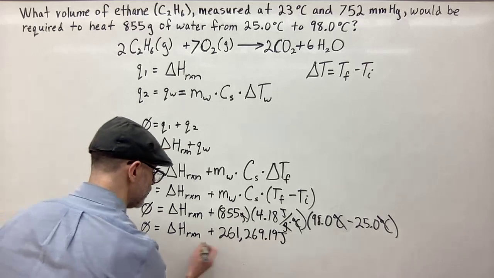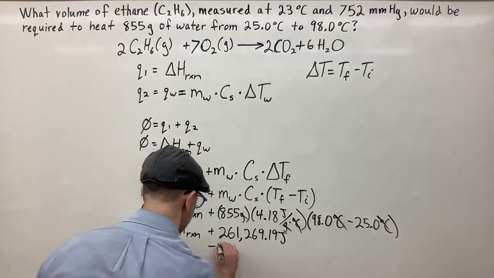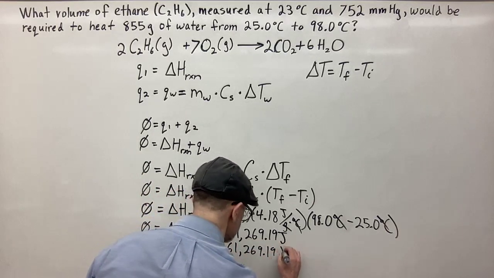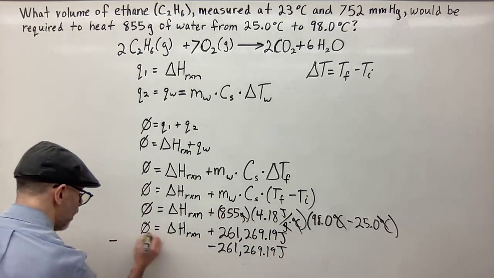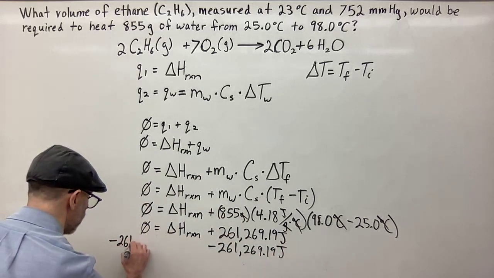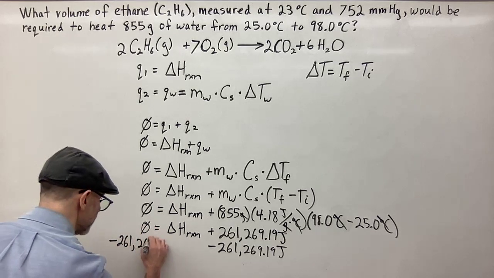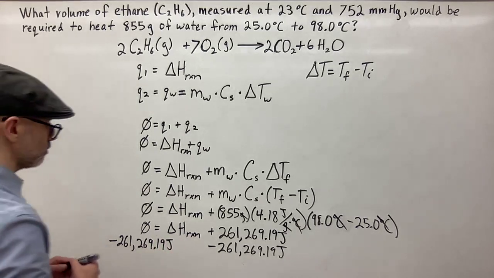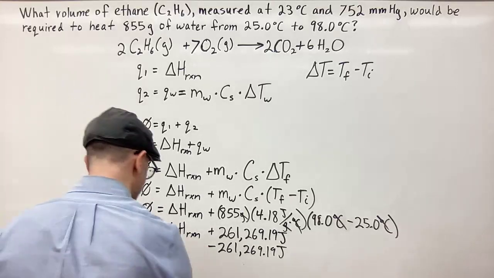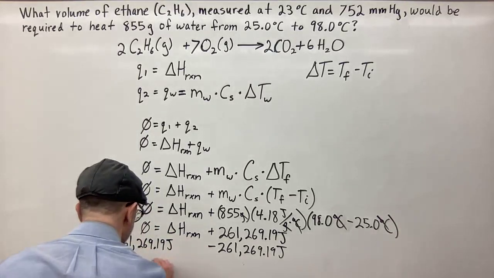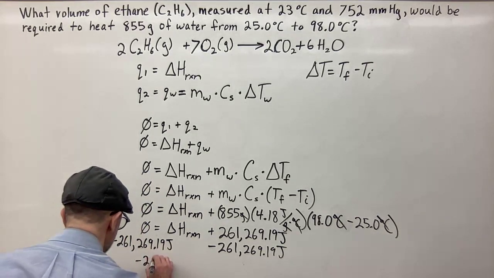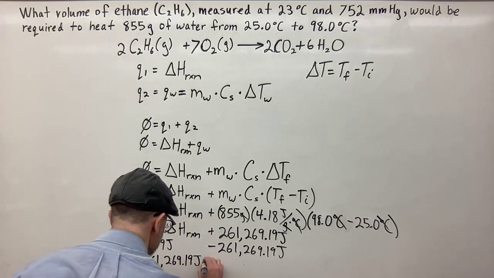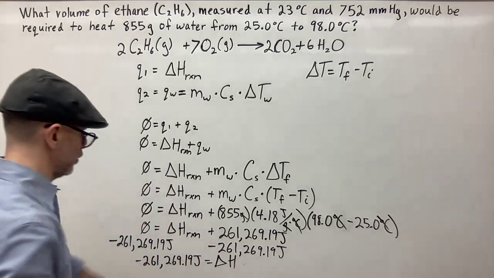And so now that I have that, I can just subtract this from both sides. So I'm going to subtract 261,269.19 joules, and then subtract from zero on this side, 261,269.19 joules. And then I have delta H, negative 261,269.19 joules is equal to delta H of the reaction.